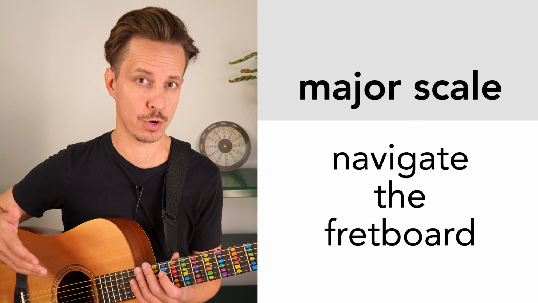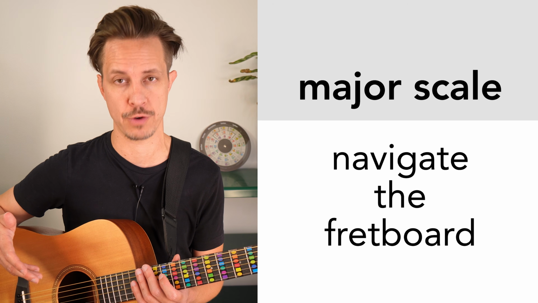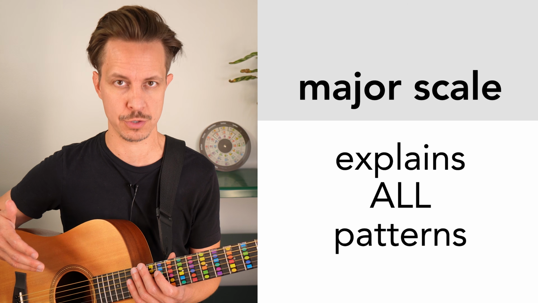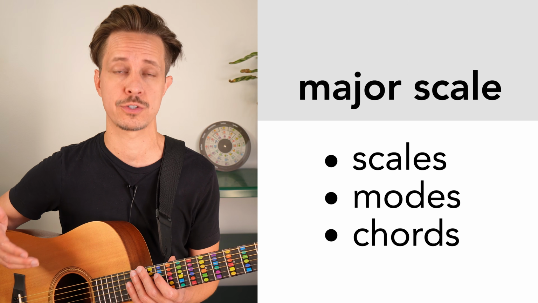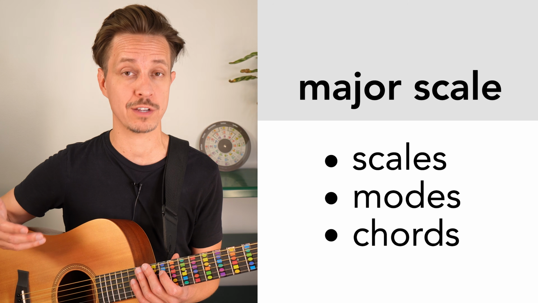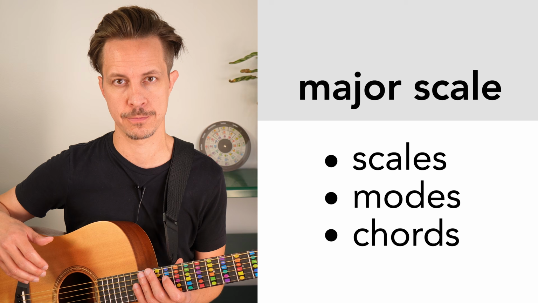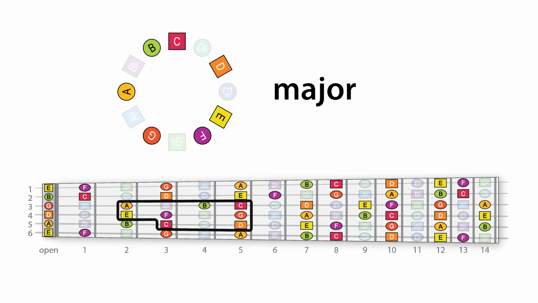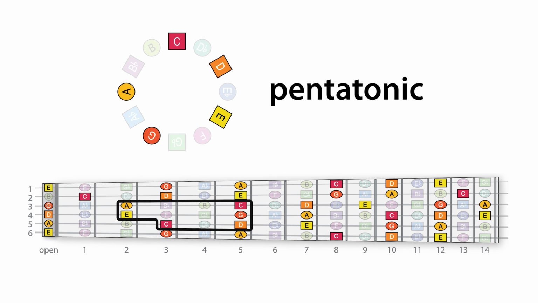But the major scale is important for more than just moving around the fretboard. It's essential because it also explains how to play all other patterns in music too, including other scales, every mode, and all chords. And that's because it's the origin or point of reference for all of these other patterns. Take the pentatonic scale, for example, like this C major pentatonic. Now that you know the major scale, it's easy to see how this pentatonic scale is just a subset of that pattern.